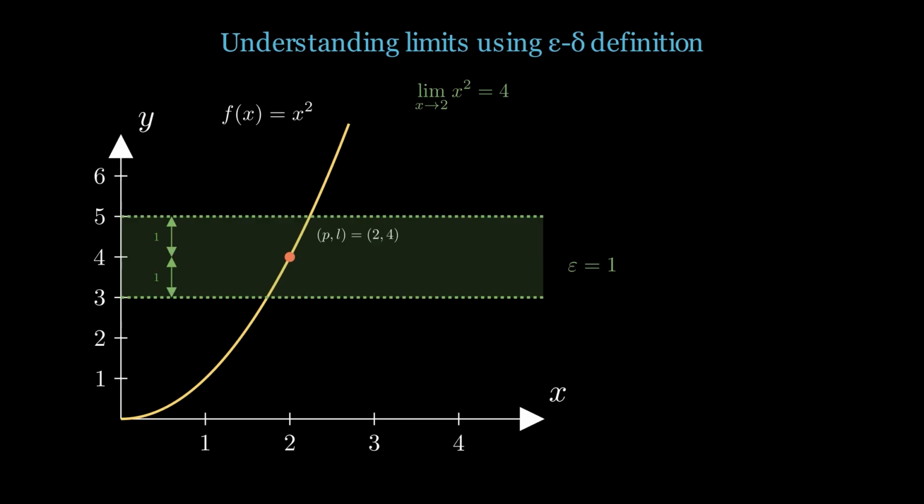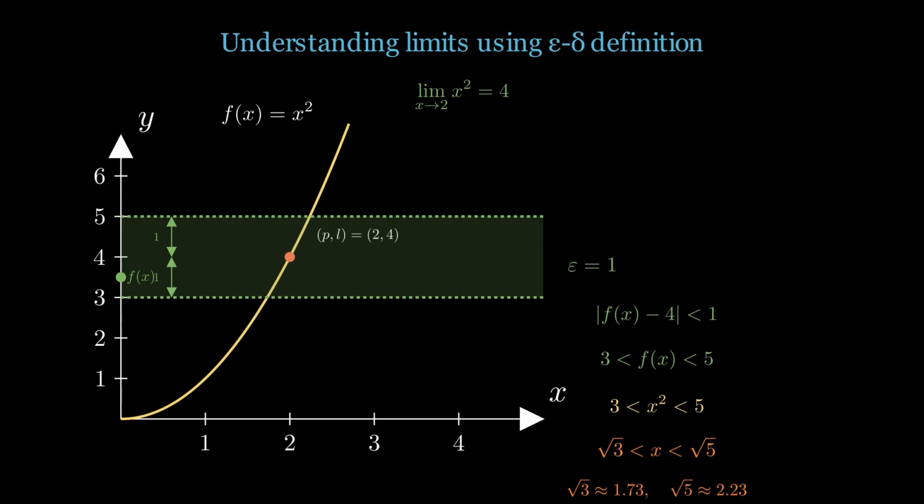Our goal is to find a small interval of radius, let's say delta, around x = 2 on the x-axis, such that whenever x stays inside this interval, the corresponding value of f(x) remains well within the epsilon band. In other words, we want |f(x) − 4| < 1, which means x² is between 3 and 5, which means x is between √3 and √5. Notice that these two numbers are roughly 0.2 units away from the point 2 on the x-axis. Hence, choosing delta equal to 0.2 will work.